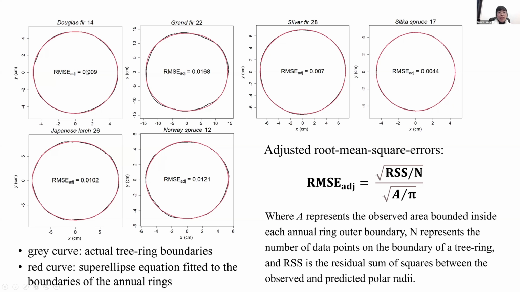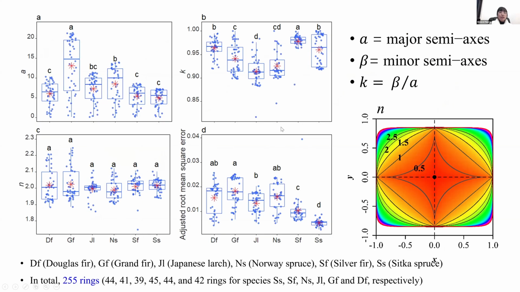So let's see the adjusted root mean square errors. We can see the superellipse function fits the tree ring curve very well for the 6 different conifer species. Then we plotted the parameter values read from the function. The A value is the major semi-axis. You can see for GF, on the x-axis, it shows the different species.